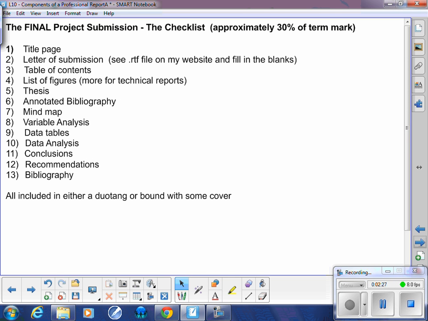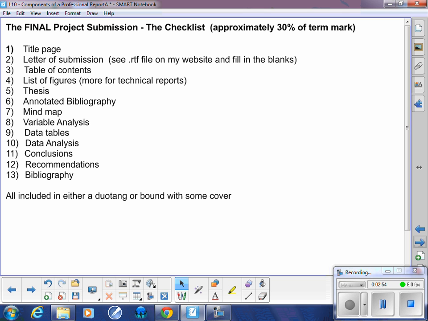The following submission is part of your final mark. This goes toward your term mark. It's about the weight of a unit test, so it's very important to make sure this is all taken care of. Formatting: if you want a proper or high communication mark, all 13 of these should be in your checklist and should be in this order.